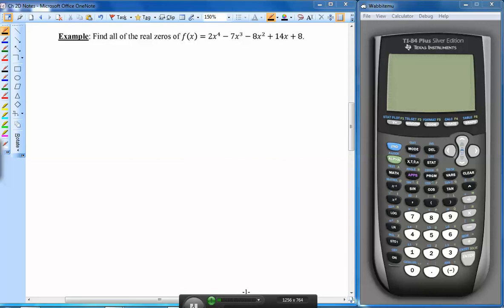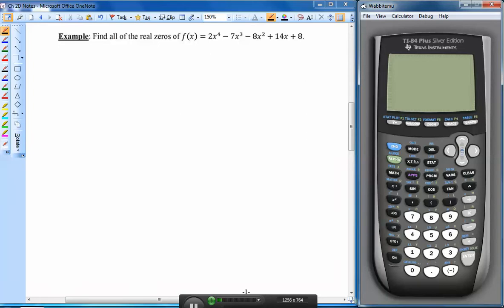Okay, so now what I want to look at is 2D, the second example, the one towards the bottom of the page. And for this one, I've got a calculator ready to go here because that's going to come in handy. And first, I'm going to clear that out so that you see all the steps that I'm going to do with the calculator. Okay, so the very first thing, find all the real zeros of that function.